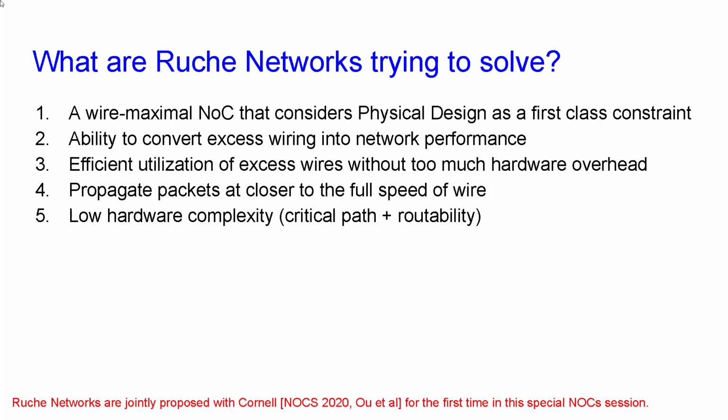So what are the problems that we're trying to solve with Ruche networks? First, we want to have a Wire-Maximal NoC that considers physical design as a first-class constraint. We want to convert excess wiring into network performance, and we want to efficiently utilize excess wires without too much hardware overhead. And we want to propagate packets at the full speed of wire. And finally, we want low hardware complexity and have critical path and routability under control.